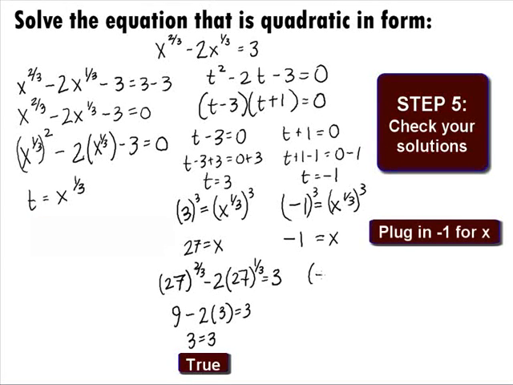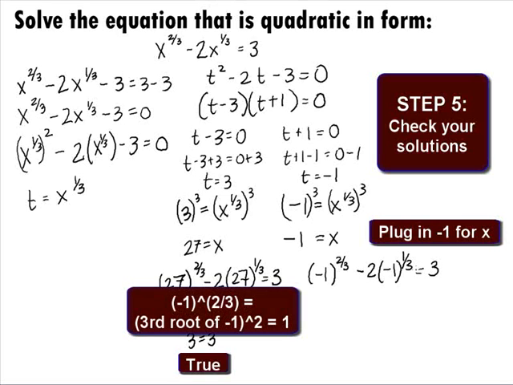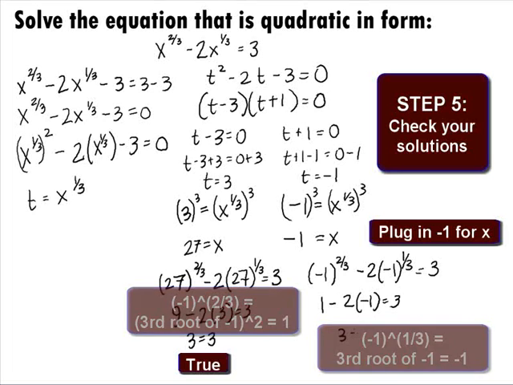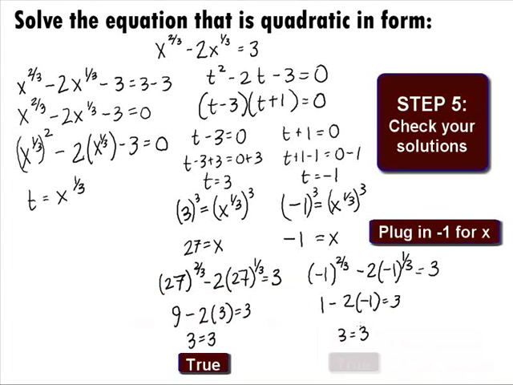Plugging negative 1 in for x into the original equation, we will get negative 1 raised to the 2/3 power minus 2 times negative 1 raised to the 1/3 power equals 3. Negative 1 raised to the 2/3 power is the same as taking the 3rd root of negative 1, which is negative 1, and squaring it, which gives you 1. So we will have 1 minus 2 times the 3rd root of negative 1, which is negative 1, equals 3, which simplifies to be 3 equals 3. Since this is a true statement, that means x equals negative 1 is a solution to this equation.